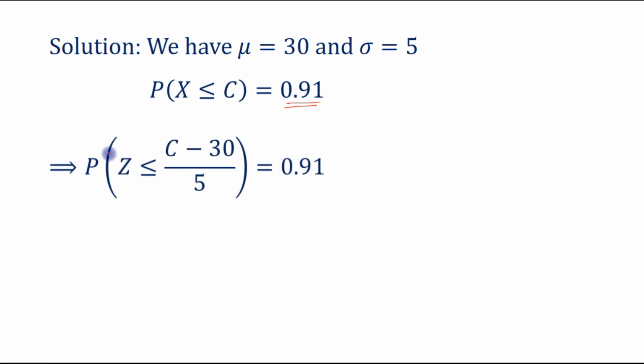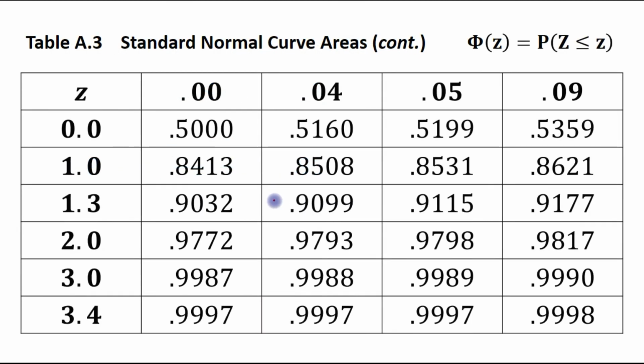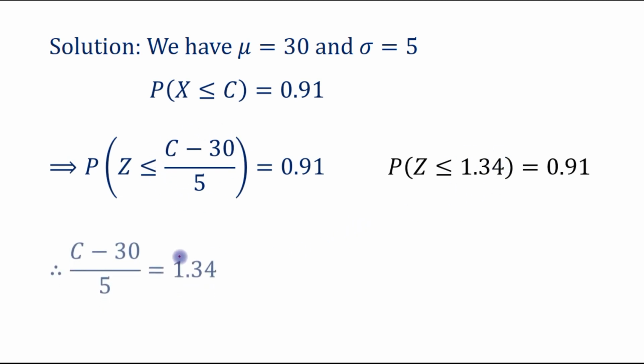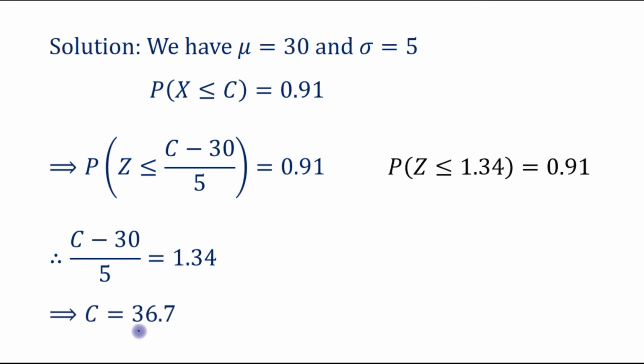In the next step we can write the probability that z less than or equal to C minus mu, which is 30, upon sigma, that is 5, equals 0.91. And now we will look in the table for this area. So 0.91, the closest value is this one, and the value of z will be 1.34. So we can write the probability that z less than or equal to 1.34 equals 0.91, and now we will compare these two values. We can write C minus 30 upon 5 equals 1.34, and finally the value of C is 36.7.